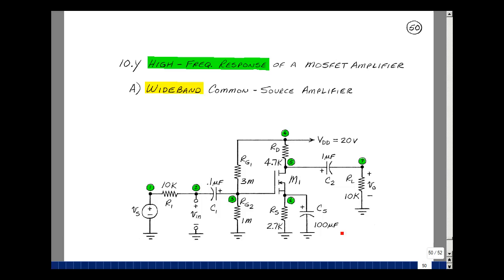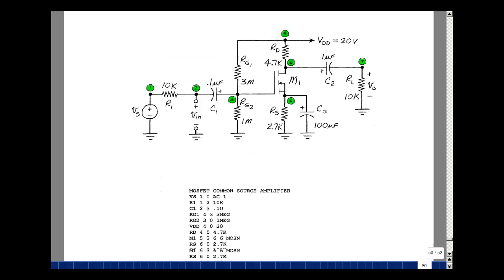Shown below here is a common source amplifier. I'm going to call it wideband because I'm going to have SPICE stick in a high frequency model for the NMOS transistor. And we'll take a look at the Bode plot of V out, which is node voltage 7, divided by node voltage 2, which is V in, versus frequency.